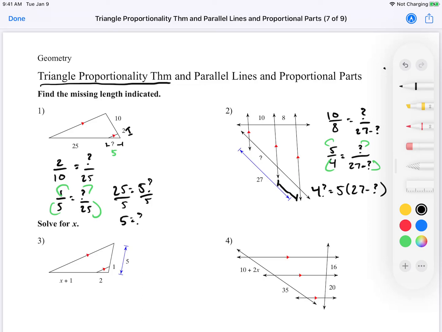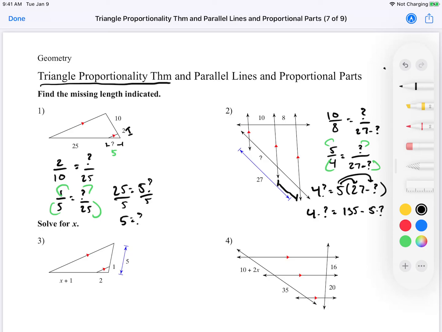5 times 27, and I have to distribute. Yep, I have to distribute. So I have to go 5 times 27 and 5 times negative question mark. Okay? So what I'm left with is 4 times question mark is equal to 27 times 5, which I actually need a calculator for that. 135 minus 5 times question mark. Okay?